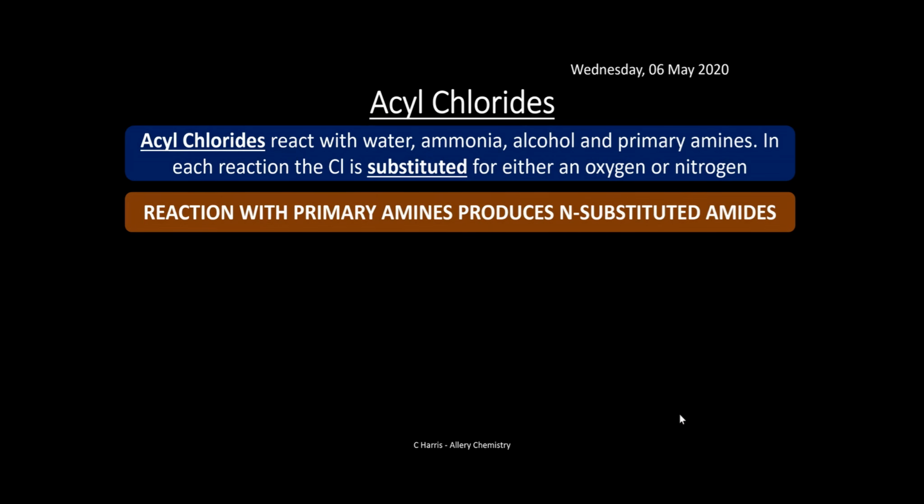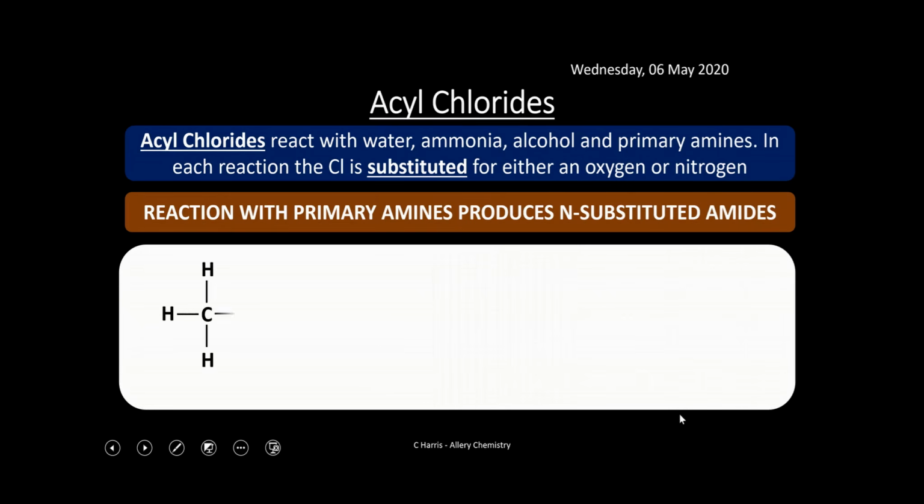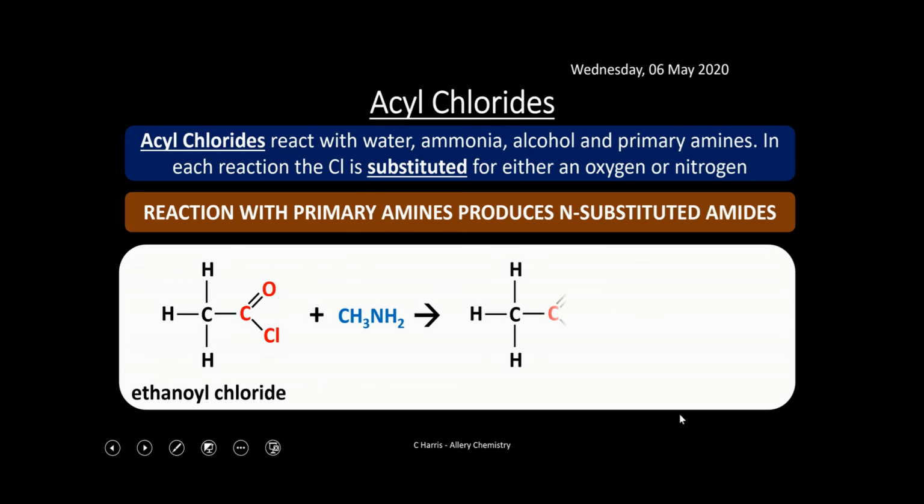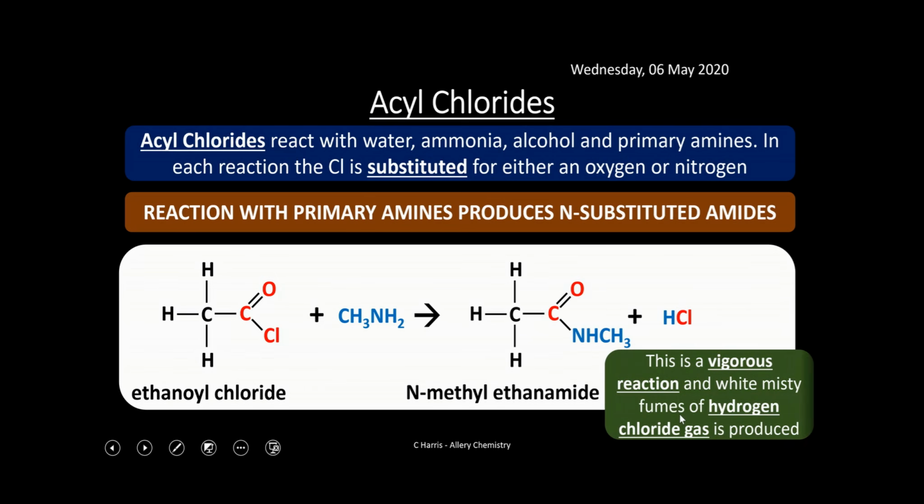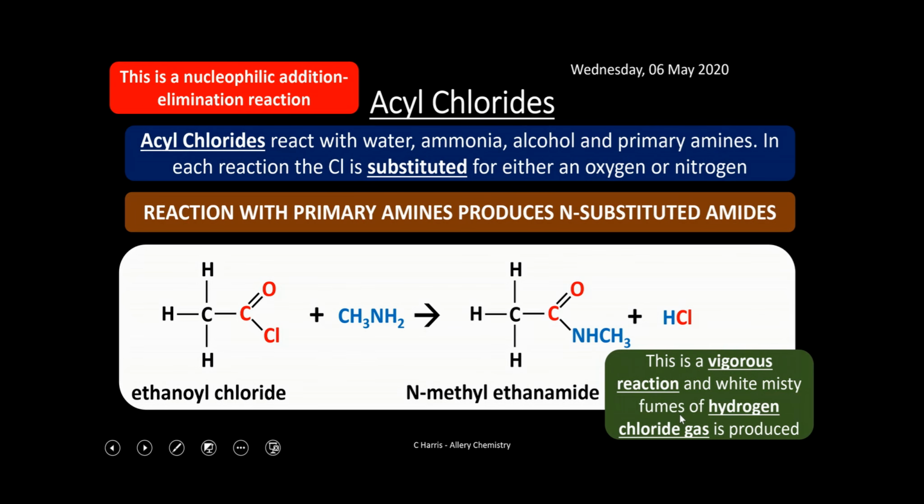And the last one. So the reaction with primary amines produces N-substituted amides. Sounds a bit of a complicated one, doesn't it? So here we go. Here's our ethanoyl chloride again, and there's our primary amine, and we're going to react them together, and we're going to produce our amide. Now, when we're naming it, this is a little bit tricky. We always start with the letter N, because N represents the nitrogen that's actually on there originally. So that nitrogen is on there.